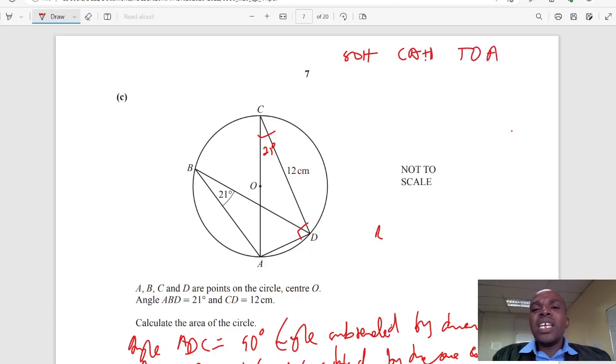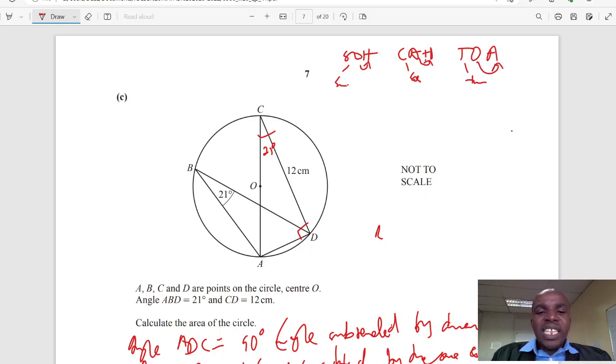Some old horses can always hear their owner's approach. That's SOHCAHTOA. This one means sine, this one means cos, then this one means tan. So sine is opposite over hypotenuse. Cos is adjacent over hypotenuse. Then tan is opposite over adjacent.